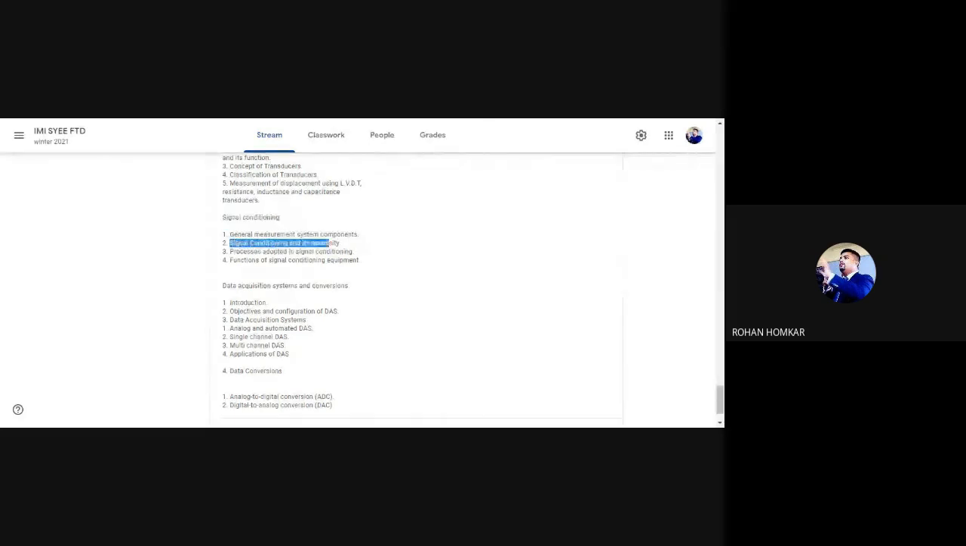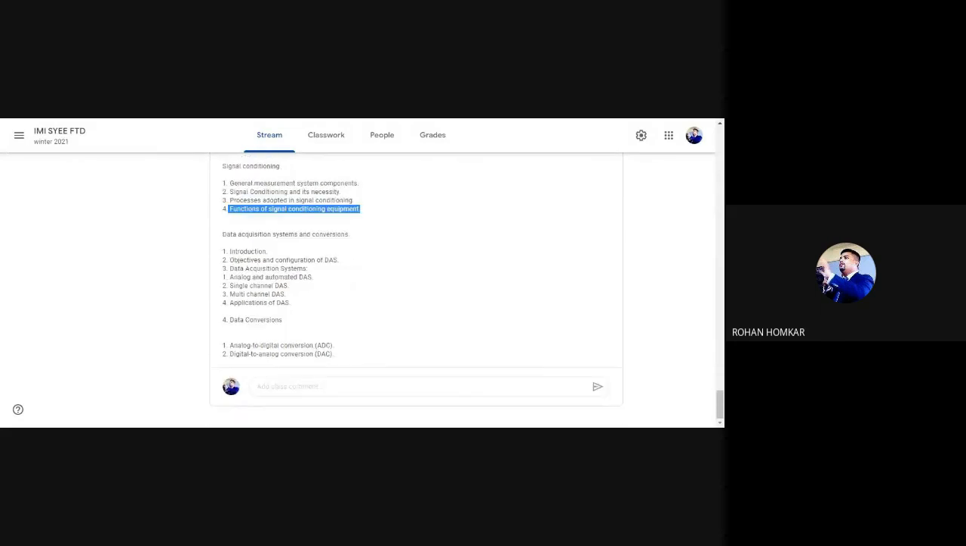Then signal conditioning and its necessity, 11. Processes adopted in signal conditioning, 12. Functions of signal conditioning, 13. Okay. Then fourth, we have data acquisition system.